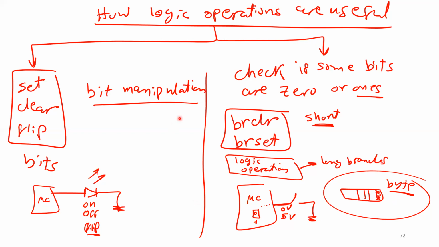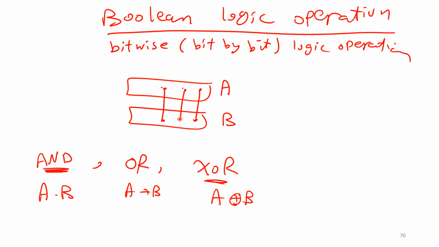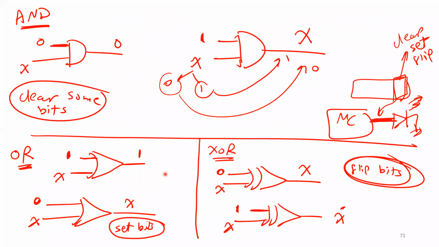So let me tell you the conclusion, guys. Here I'm explaining Boolean logic operations. We have three instructions: AND, OR, XOR, right? I'm going to explain these in the instructions. It's very easy to explain the instructions, but you should fully understand how they are useful as well, right?